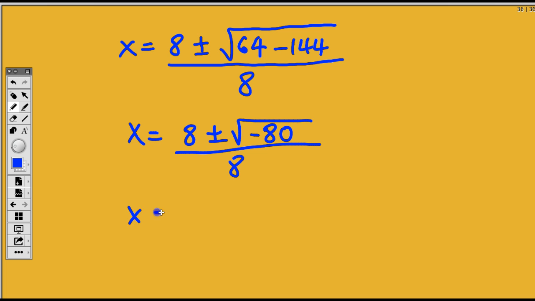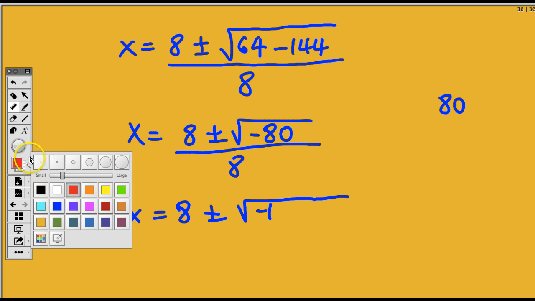And so this is the first time you're seeing this, but the negative inside the square root is an i because it's an imaginary number. But we'll talk about that in a bit. Let's go ahead and change this into factored form.